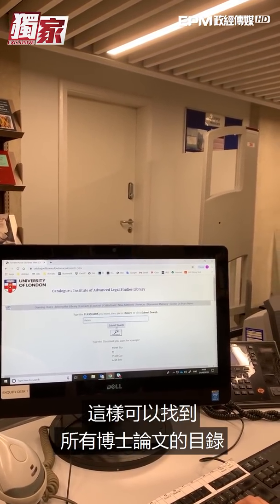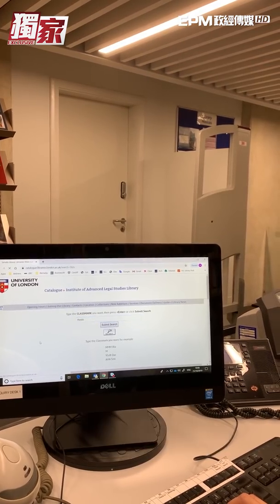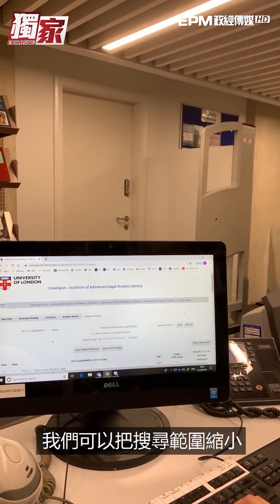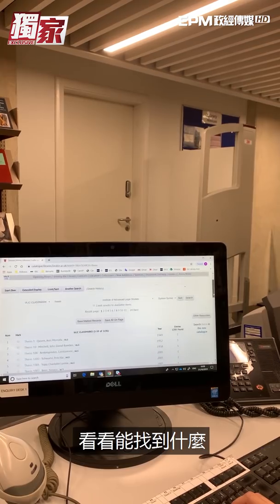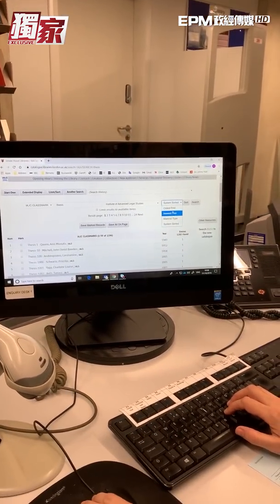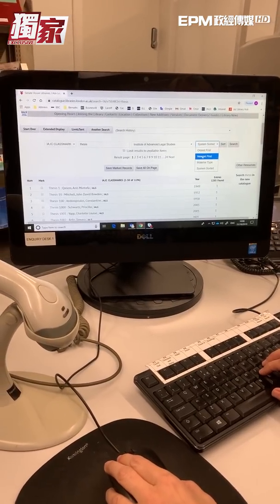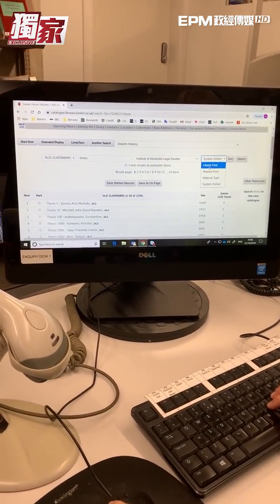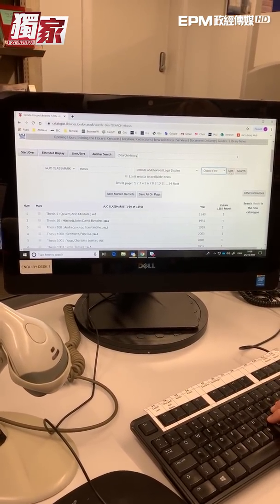This will find all the PhD theses on the catalogue, and then we can limit it and see what else we get. So we could put them in numerical order, oldest first, newest first. I think oldest first is probably going to be best.